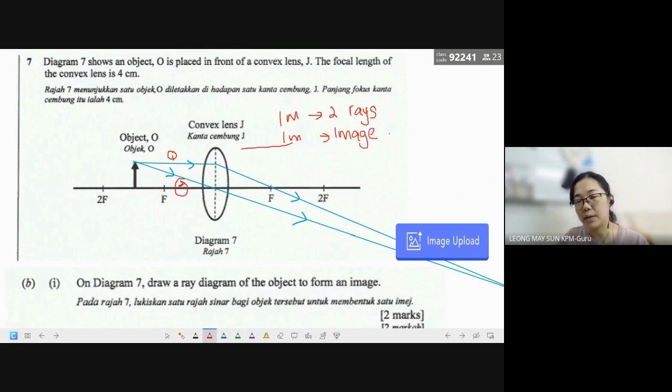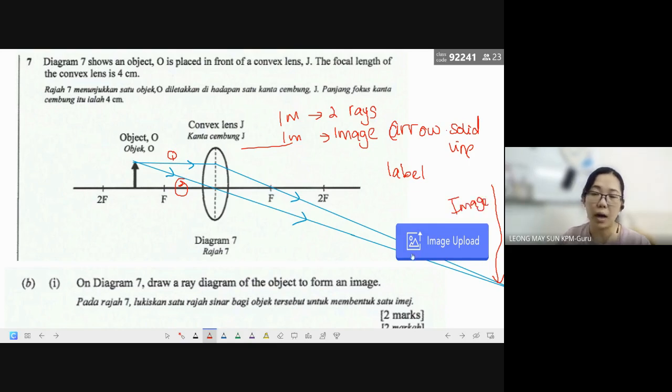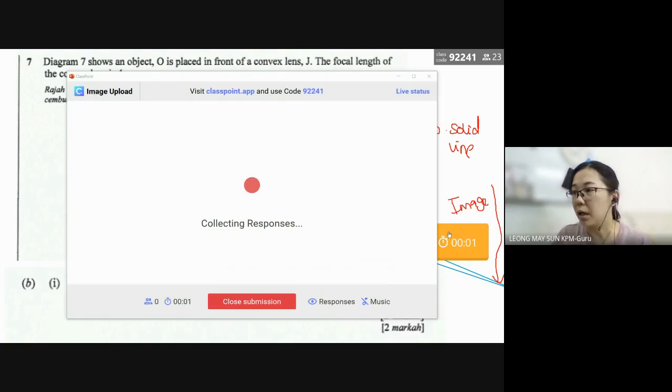You must make sure that the image arrow is a solid line, and you must label the image. So assuming the intersection point is here, draw a very straight arrow, because I'm using freehand right now. Then you have to label this as image. Then only can you get the second mark. I'm going to open up the image upload submission and I want to see your ray diagrams. I'm sending it out right now.